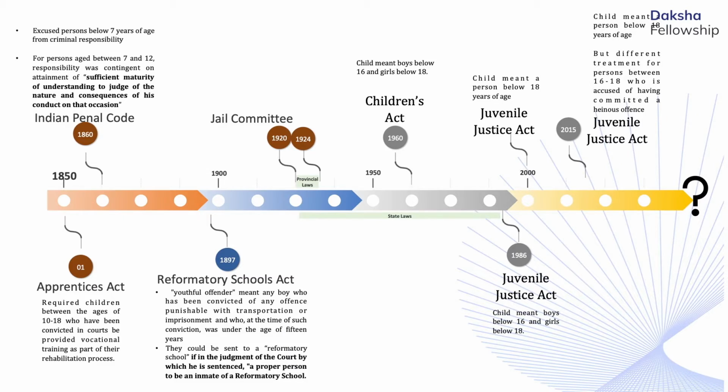So you see a very similar language being adopted by the statute here, where it says the court has to see whether this person who is between 7 and 12 years of age is mature enough to understand the nature and consequences of this act, which is a criminal act that he is found to have done or accused of having done. And if the court concludes that he is mature enough, only then he is tried and convicted, right? That's the second development.